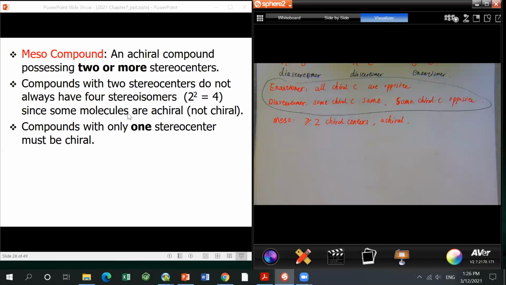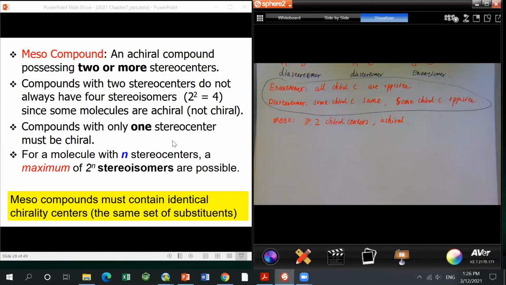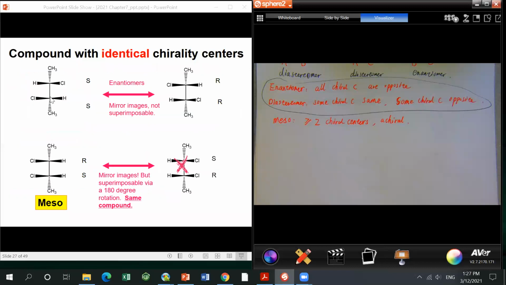If a molecule has only one chiral center, it's very safe: the molecule will be chiral. And for n chiral centers, theoretically there should be 2 to the n stereoisomers, but that's only the maximum number. In reality it could be less than 2 to the n, because of meso compounds. Meso compounds are easy to identify. They contain identical chiral centers, the same set of substituents, as shown here: methyl, chlorine, hydrogen.